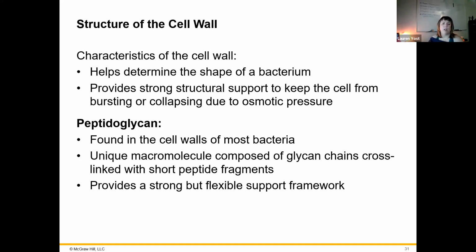Peptidoglycan itself is glycan chains, so sugar-based chains, and those are linked across one another like a big scaffolding with short peptide fragments. Now, wouldn't you know it, the peptide fragments and the glycan chains, that's where the word peptido and then glycan comes from. So that's why it's called peptidoglycan. It's not meant to be some sort of secret fancy new word. It really isn't. So that creates a very strong but flexible framework, like a big scaffolding.